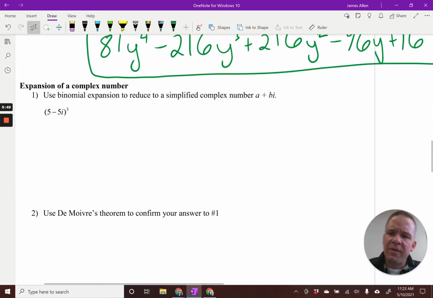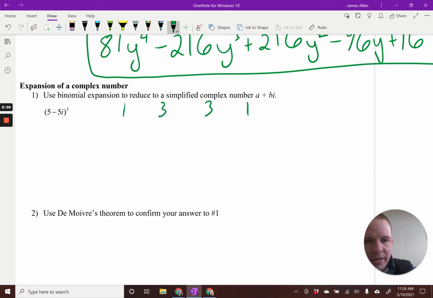Ooh. What do we have here? Expansion of a complex number. Well, let's see here. If we were to expand this, I do like writing down the line of Pascal's triangle, right? So 1, 3, 3, 1. So let's go ahead and expand this just like we've been doing. So I'd have 1 times, then it would be 5 to the third, and then negative 5i to the 0, plus, and then we'd have 3, and then we'd have 5 to the second.